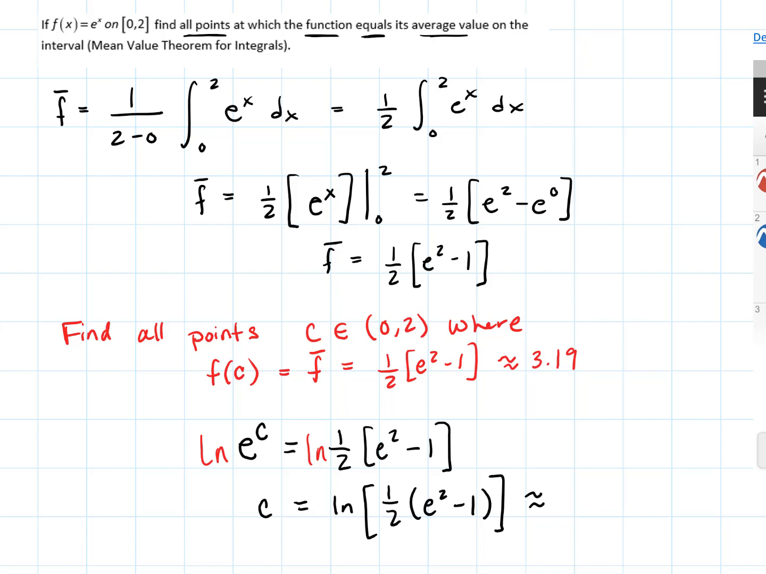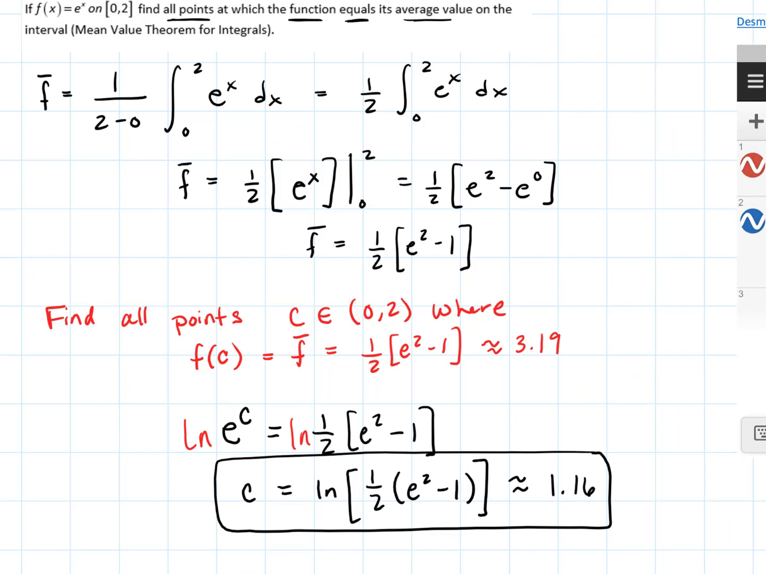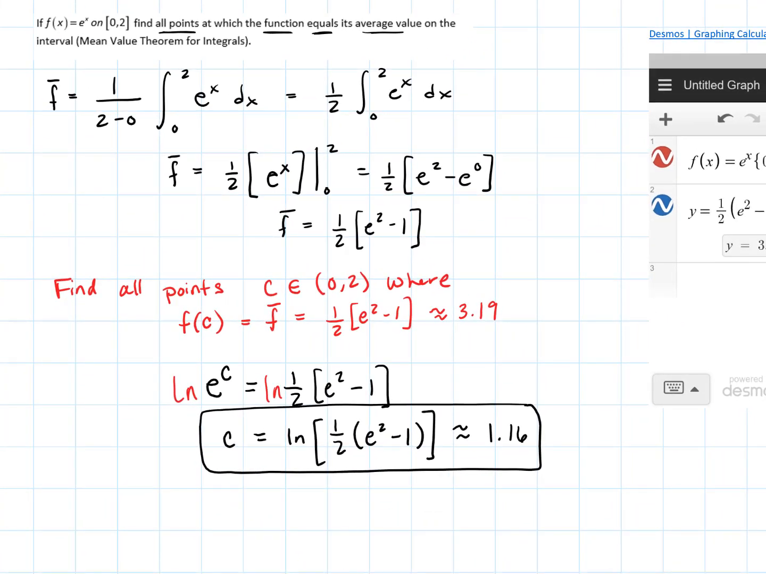And since we're here approximating, let's go ahead and approximate that as well. Okay, so that c value is approximately 1.16. That's good enough. We'll just go 2 decimals. So it's approximately 1.16. So that is our answer. That is clearly in the interval between, remember, 0 and 2. And that point would give us this average value. So if we plug c back into f, we would get that average value.